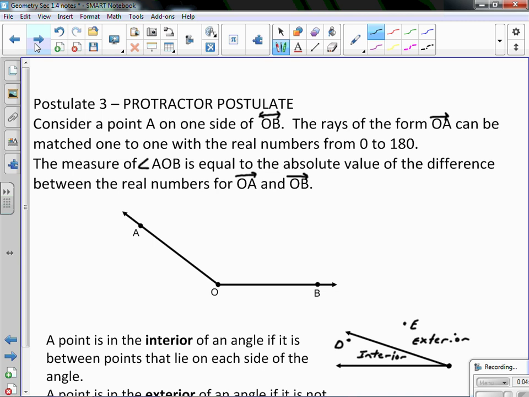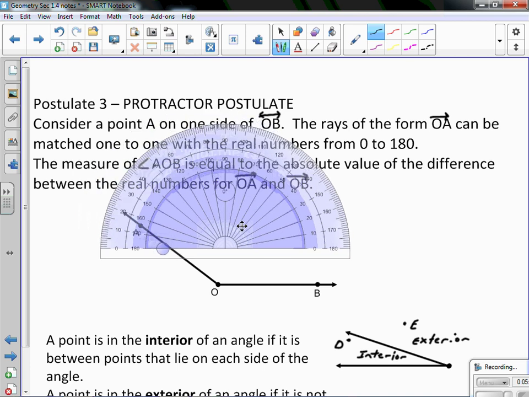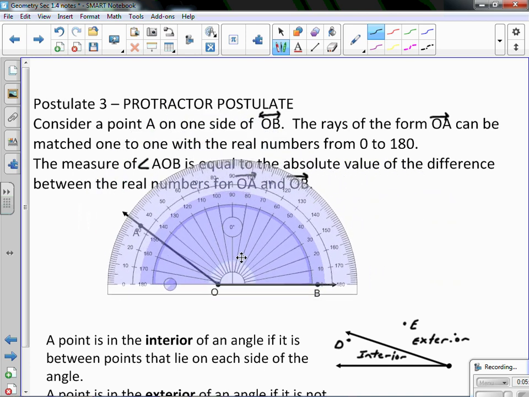All right, so postulate 3, known as the protractor postulate, kind of similar to the ruler postulate we learned earlier. So it says consider point A on one side of line OB. The rays of the form OA can be matched 1 to 1 with the real numbers from 0 to 180. The measure of angle AOB is equal to the absolute value of the difference between the real numbers for OA and OB. So, since it's a protractor postulate, that means we can use a protractor to help describe it.